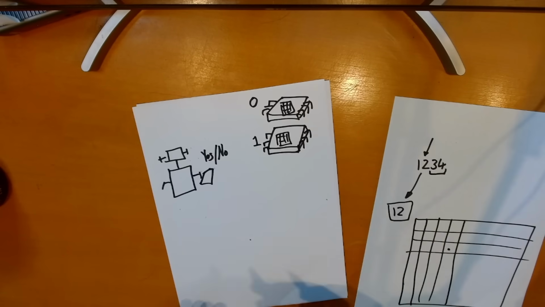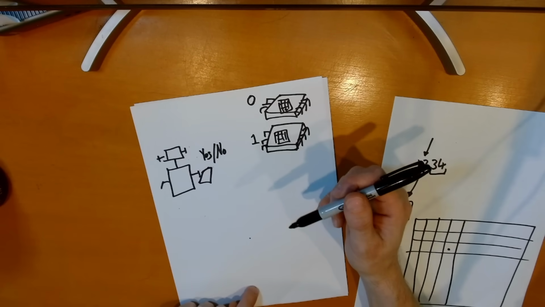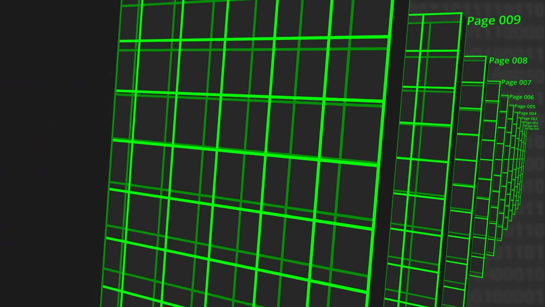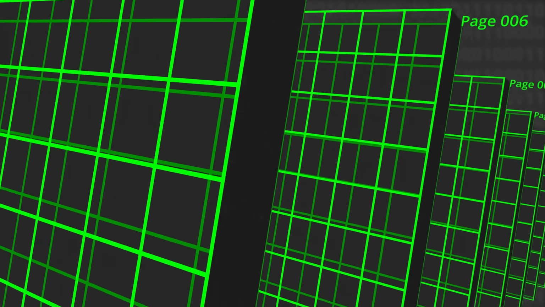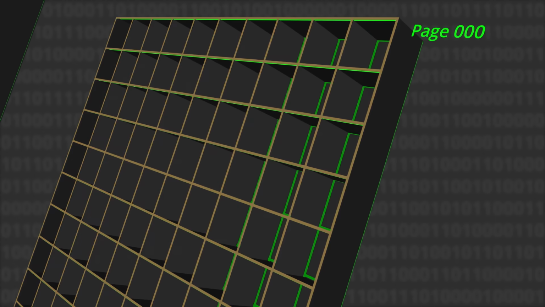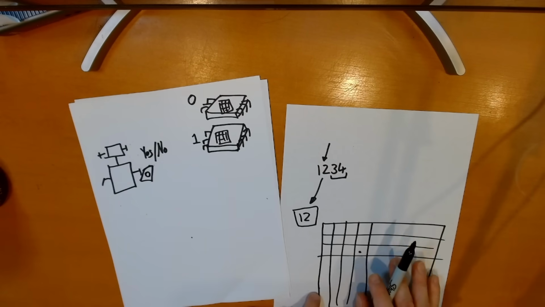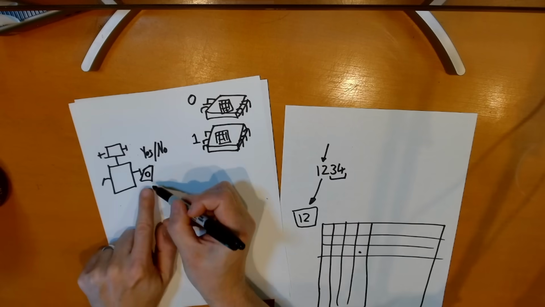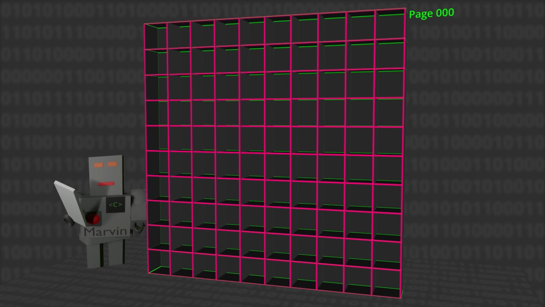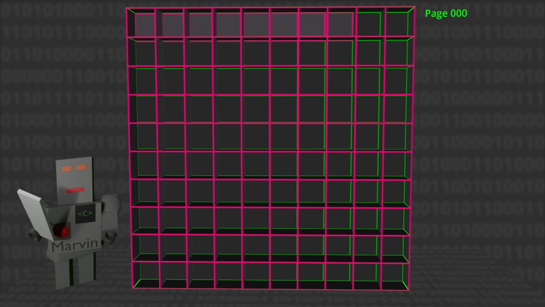The one thing we have to configure on the robot is which of these pages he's going to look into for his yes/no table. So we'll tell him, you're looking at physical page 0 out here. An address like 1, 2, 3, 4 comes in. The robot ignores the 3, 4, and looks at the 1, 2. He knows he has to read from page 0, the 12th entry, and it'll say either yes or no.